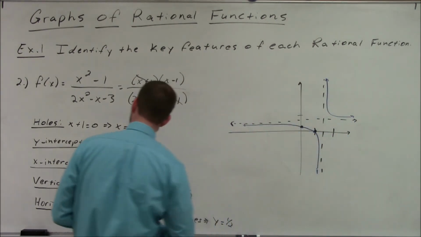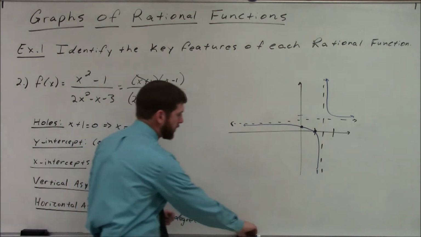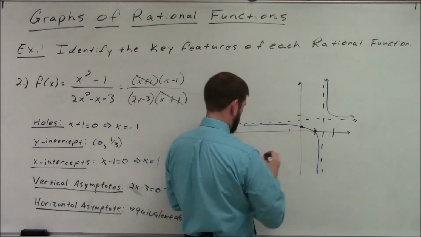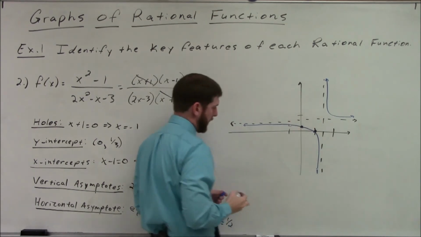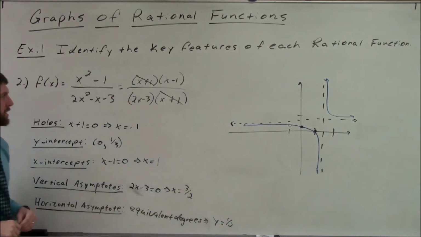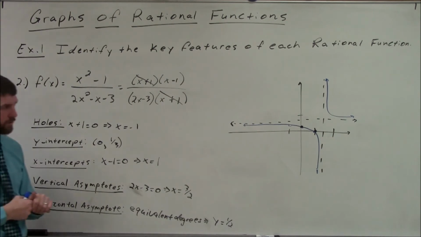And then we finish with our hole. Our hole is at -1. So at -1, we make a hole in the graph. So that is the graph of this rational function.